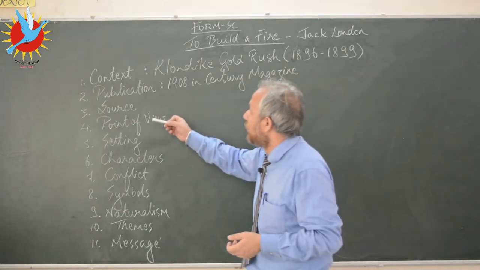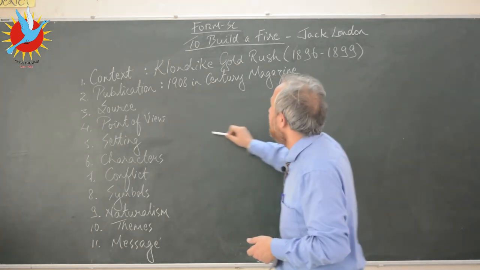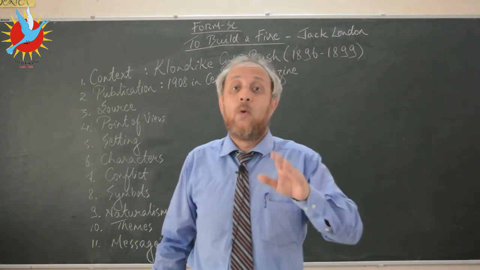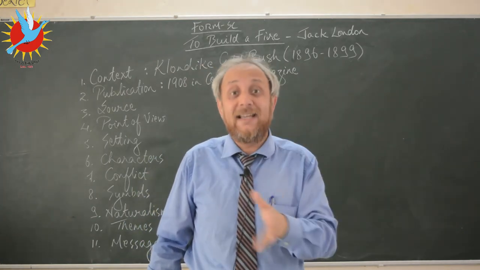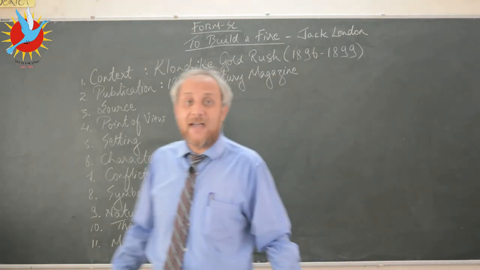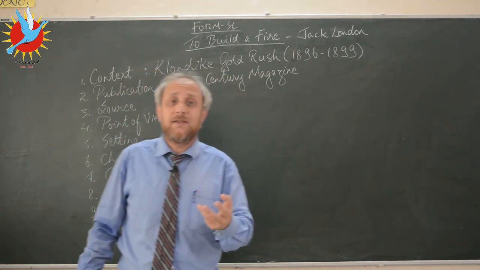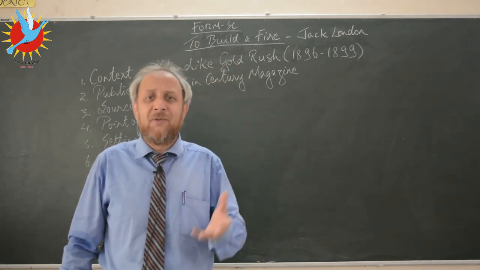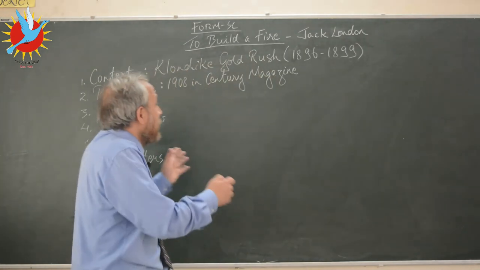And as I mentioned on the board, when was this particular story published? It was published in the year 1908 in Century magazine, and it is also considered one of Jack London's finest stories, and it definitely is an American classic. Now the source of this story, as I've already mentioned: Jack London based it on his own travels in the harsh, forbidding, cold environment of Alaska and Canada.